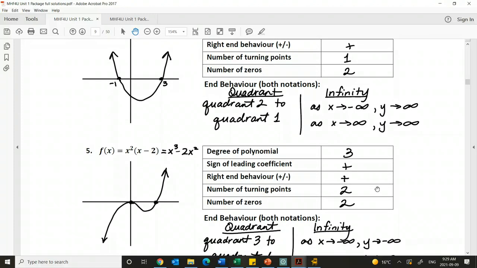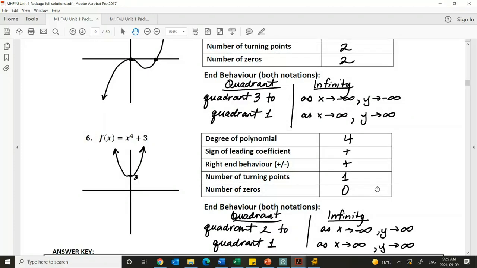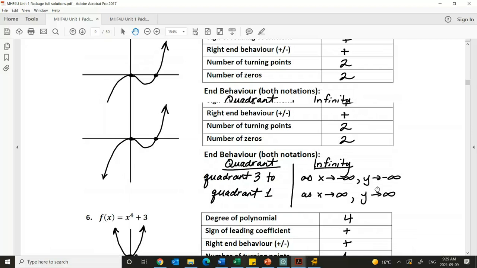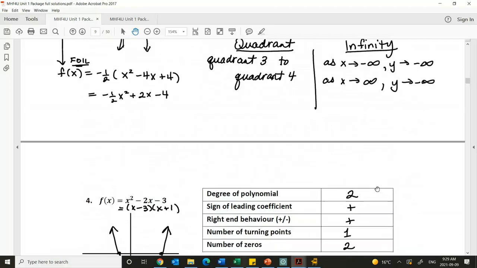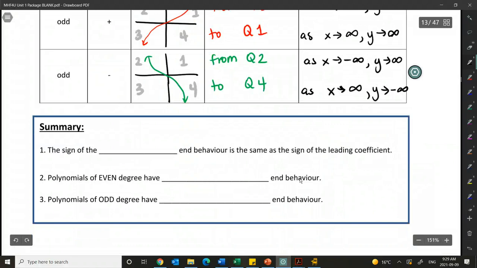The sign of the right end behavior is the same as that of the leading coefficient. So if I know the leading coefficient's positive, I know the right end will be doing this. If I know the leading coefficient's negative, I know the right end will be doing this. You can see that in all of these charts, the sign of the leading coefficient matches the sign of the right end behavior, up or down. That's a helpful little thing to know. So the sign of the right end behavior is the same as the sign of the leading coefficient.